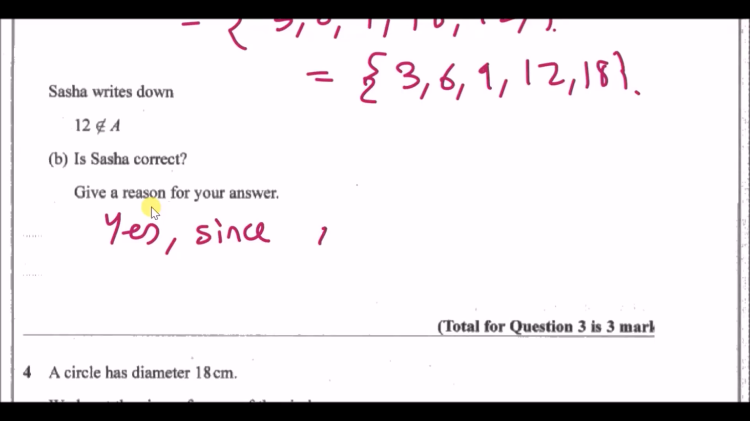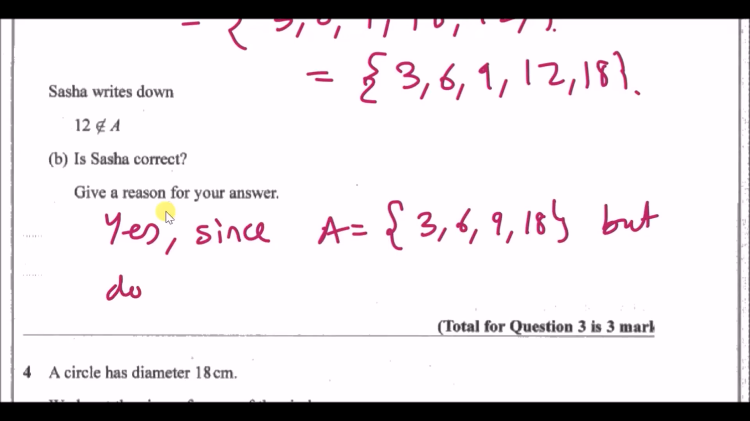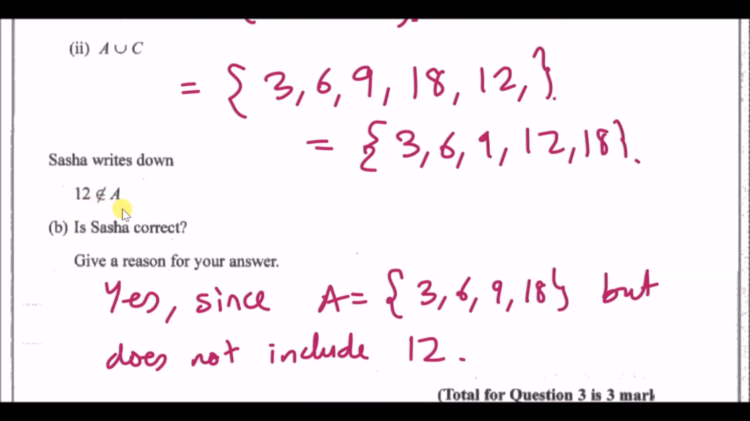And we just say A contains 3, 6, 9, and 18, but does not include 12. Okay, easy, yeah? This is just basically your understanding of notation. So that's the point of this question.